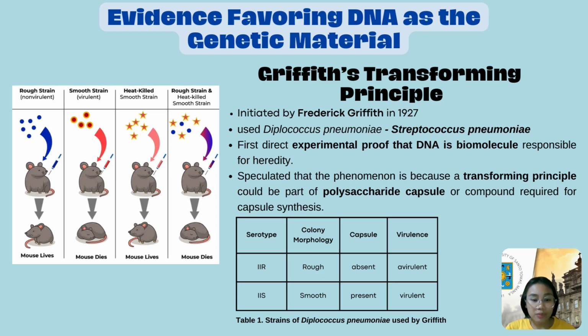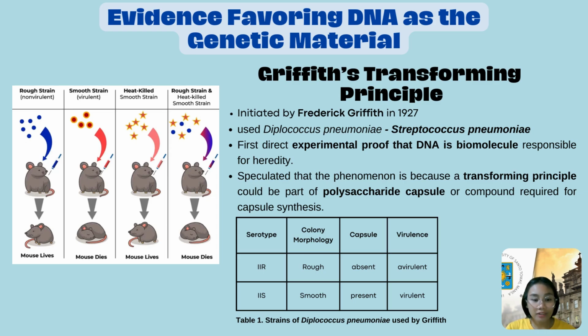He injected four different mice with four different samples. First is the live S strain, where the mice died. Second is the live R strain, and the mice survived. Third is a heat-killed S strain, where the mice survived. And the last one is a mixture of heat-killed S strain and the live R strain, where the mice died.